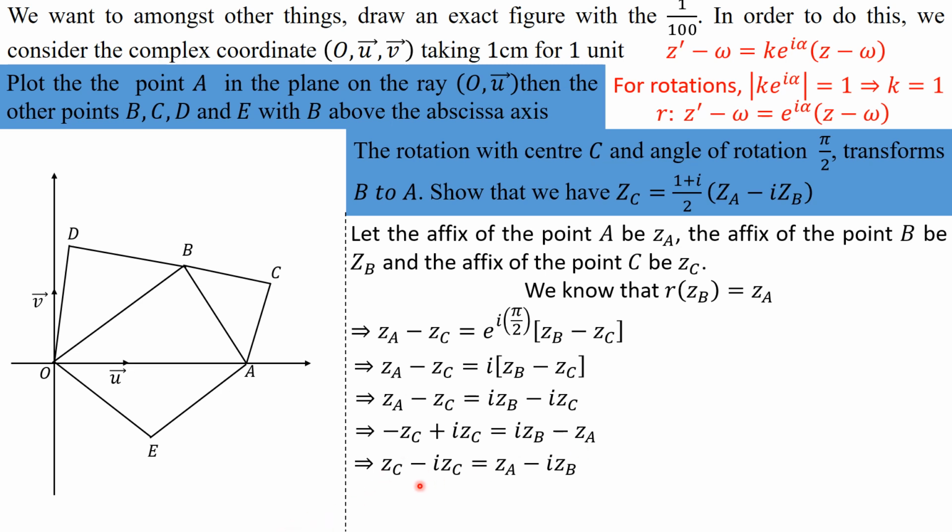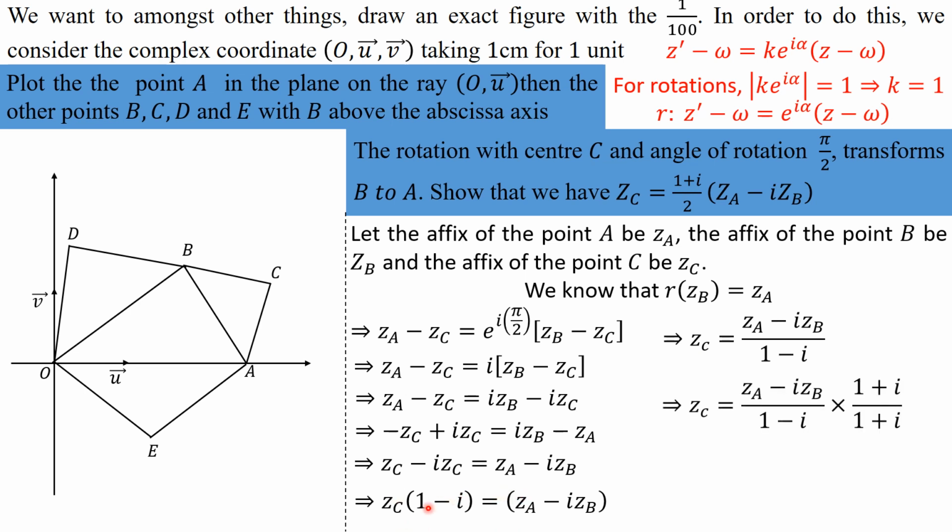Subtracting on the left hand side it cancels, and subtracting on the right hand side I get IZB minus ZA. Alright, so with that I can rearrange this, and I'm going to get ZC minus IZC to be equal to ZA minus IZB if I divide all through by the negative sign. So dividing all through by the negative sign, I just obtain this equation. Alright, so I can factor out ZC on the left hand side. I'm going to get ZC into 1 minus I to be equal to ZA minus I ZB.